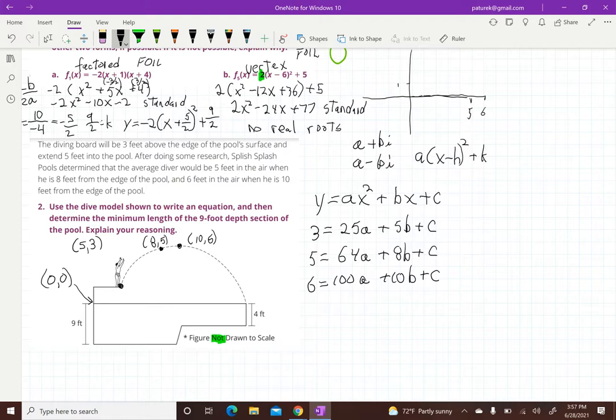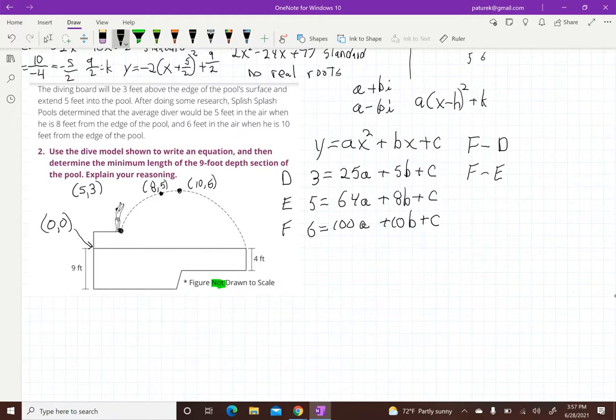We have 3 equations and 3 unknowns. I'll label these as equations D, E, and F. And, well, like I did earlier, I would like to minimize how many negative numbers I have. So I'm going to do F minus D, and I'm going to do F minus E. And what that will eliminate is the variable C.